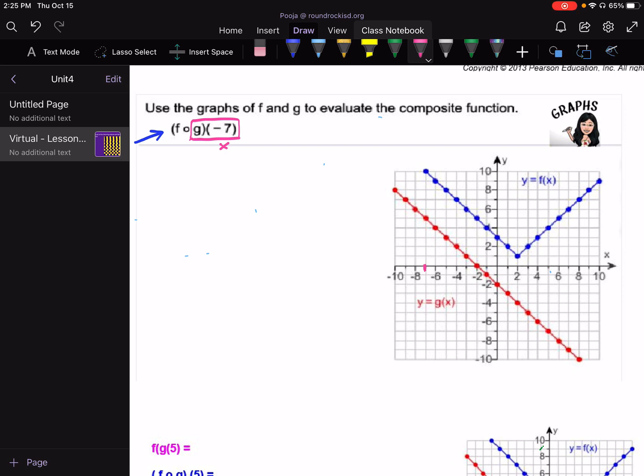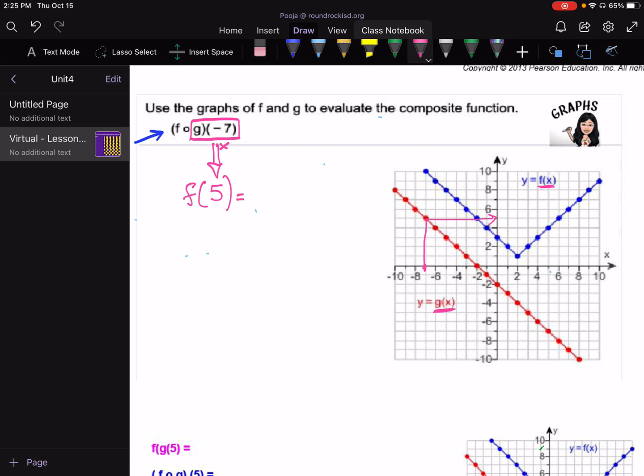So I'm going to go to negative 7, be right here, and then go towards the g function. The g function is the red one. The f function is the blue one. So from here, I'm going to go towards the g function, the red one, and get the corresponding value, which is 5. So all this part, the pink part, is actually 5.